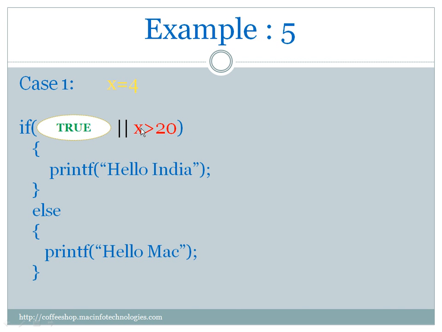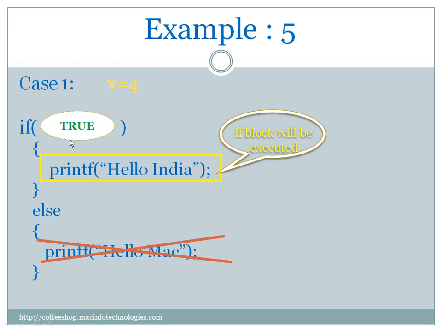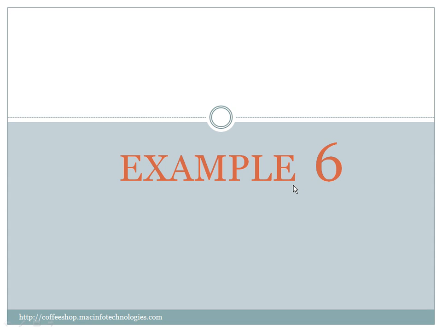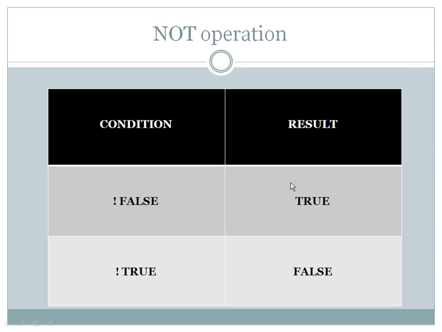In this case, now x is equal to 4. 4 less than 10 is true. And now x greater than 20, 4 greater than 20 is false. We are doing an OR operation here. So true OR false evaluates to true. We get true here and the if block gets executed. Depending upon the condition, either the if or the else executes. If the condition is true, the if executes. If the condition is false, the else executes. So here we get output hello India.